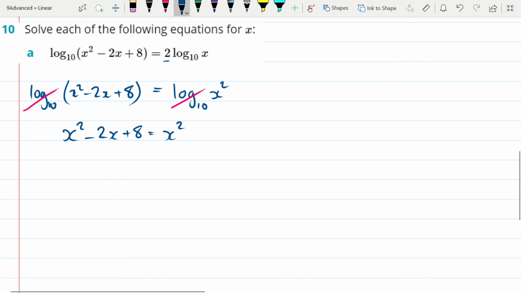Now moving the x squared to the other side, take away x squared from both sides, we end up cancelling these two off. So we get minus 2x plus 8 equals 0. And let's solve for x. Let's move the 2x across, adding 2x to both sides. So 2x equals 8. Divide both sides by 2. We'd get x equals 4.